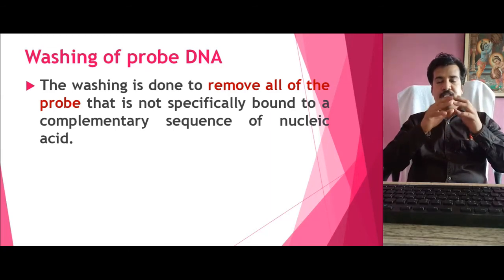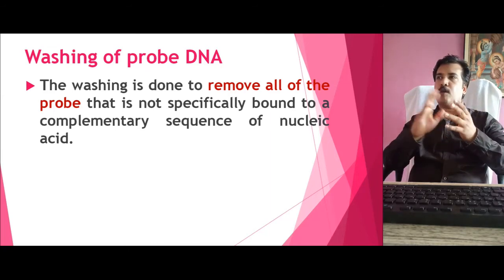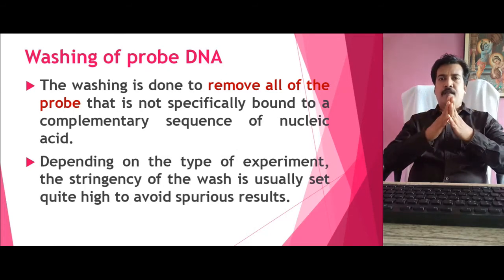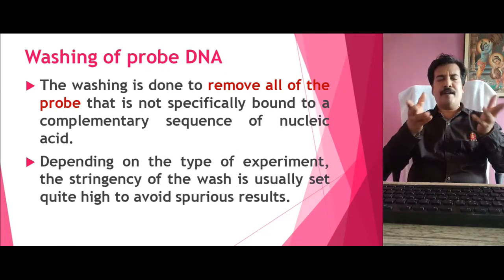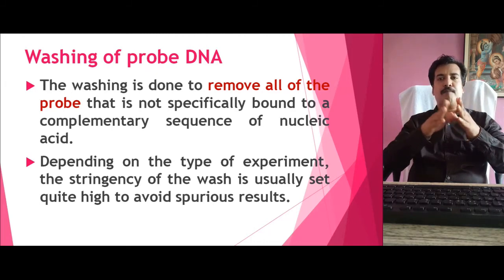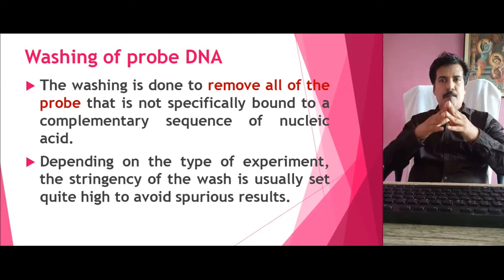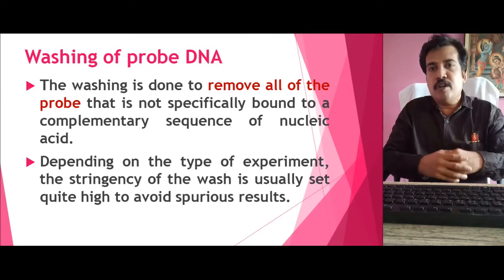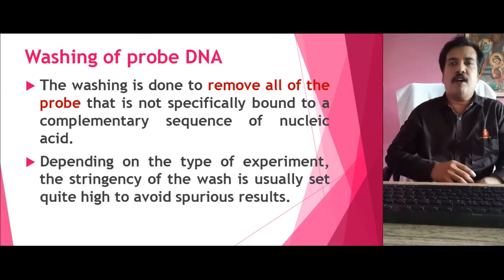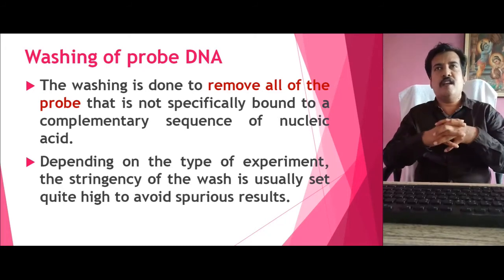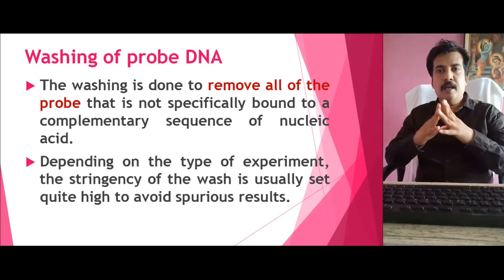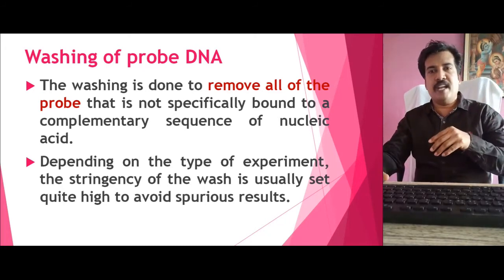The washing is done in such a manner that it removes all the probe DNA which is not specifically bound with some other complementary content. If the probe DNA is partially complementary to some of the DNA strands and it binds, that also should be removed during the washing process. The washing process is generally done 3 or 4 times to ensure the complete removal of the probe DNA.